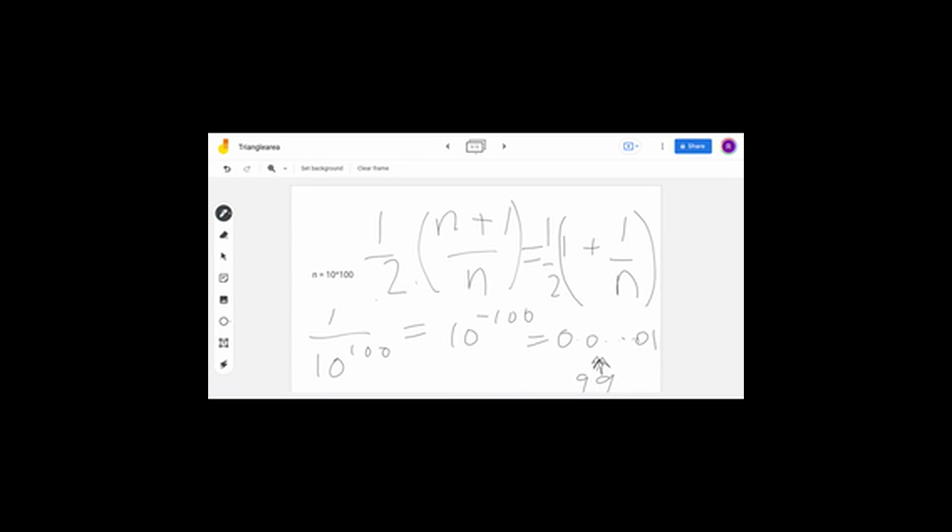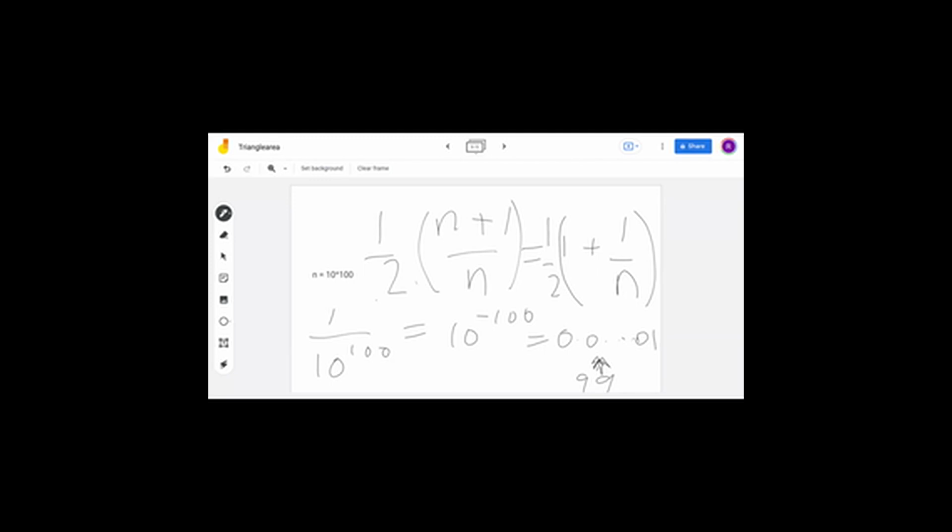When n is 10 to the power 100, then it is 1.000000, like 99 zeros and then 1. When n is 10 to the power 200, then it is 1.000, 199 zeros and then 1. So it becomes very close to 1, and that's why half of that becomes very close to half. Did everyone understand how we can use this 1 plus 2 plus 3 plus 4 like this to get the area of the triangle? Did everyone understand that part?